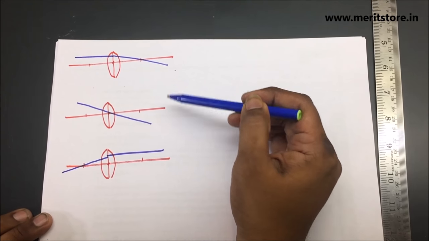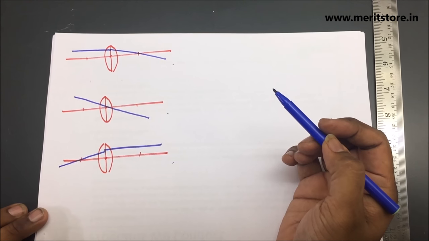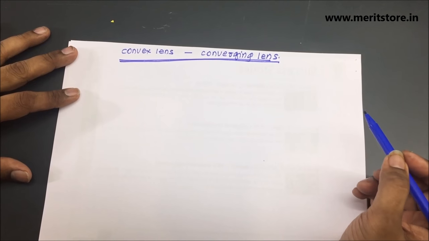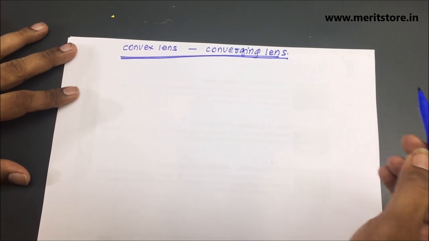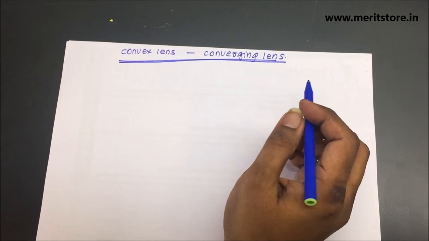So we're going to talk about these three rays of light. And now we will get into image formation diagrams. So we're going to do the very first ray diagram, which talks of convex lens being a converging lens. So let's take the ray diagram to explain that.